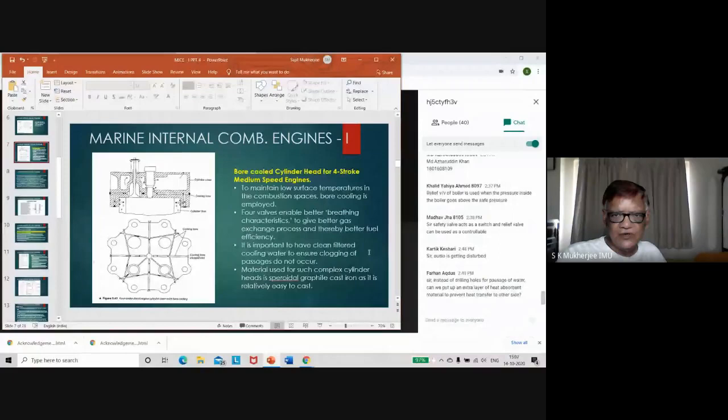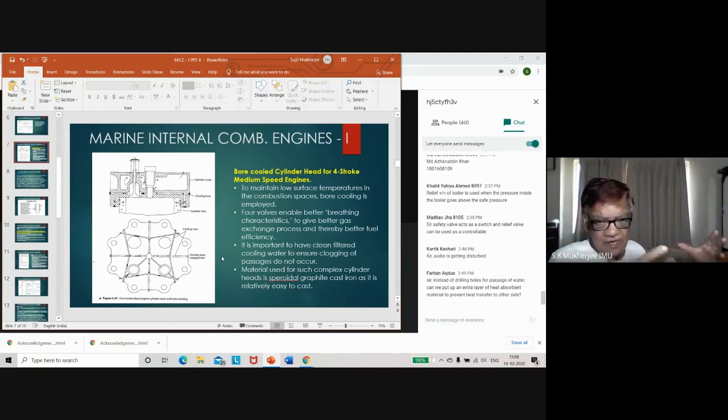It is important to have clean filtered cooling water to ensure clogging of passages does not occur. Material used for such complex cylinder heads is spheroidal graphite cast iron, as it is relatively easy to cast. You see, cast steel is very difficult to cast. Cast iron is very easy to cast. So if the component is subject to lesser temperatures by providing cooling, why not use cast iron? Cast iron is also a little cheaper. So if it performs the function well, use spheroidal graphite cast iron with cooling bores cast while it is made. You don't always have to drill holes inside these passages for the cylinder head.